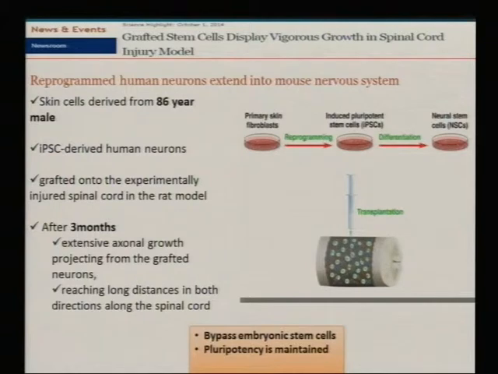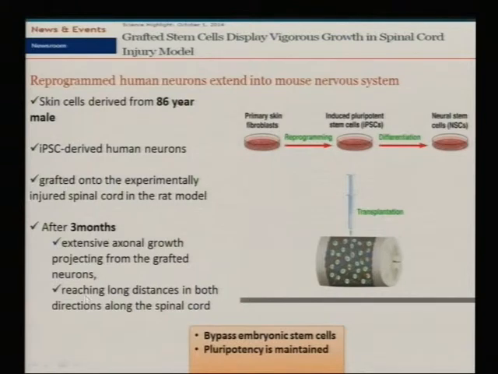This is iPS, for which in 2012, Professor Yamanaka from Japan won the Nobel Prize. It shows how you can make skin stem cells, or any adult stem cell, behave like embryonic stem cells. Here they took skin cells from an 86-year-old patient, reprogrammed them into iPS, made neural stem cells, and then used them in a rat model, along with a scaffold. When these neural cells were grafted, after 3 months they showed extensive axonal growth, and they reached from one end to the other.